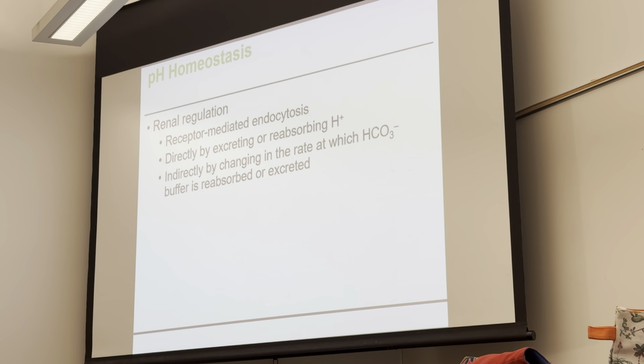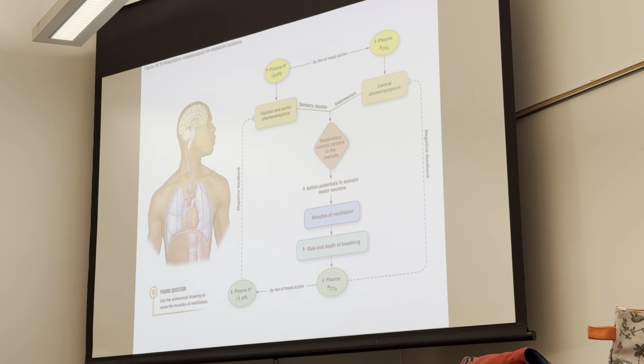So let's talk about how the kidneys will do that. So, high plasma concentration of hydrogen, low pH. The chemoreceptors will stimulate the muscle ventilation, right? And we already know a little bit about that. It will increase the rate and depth of the breathing.